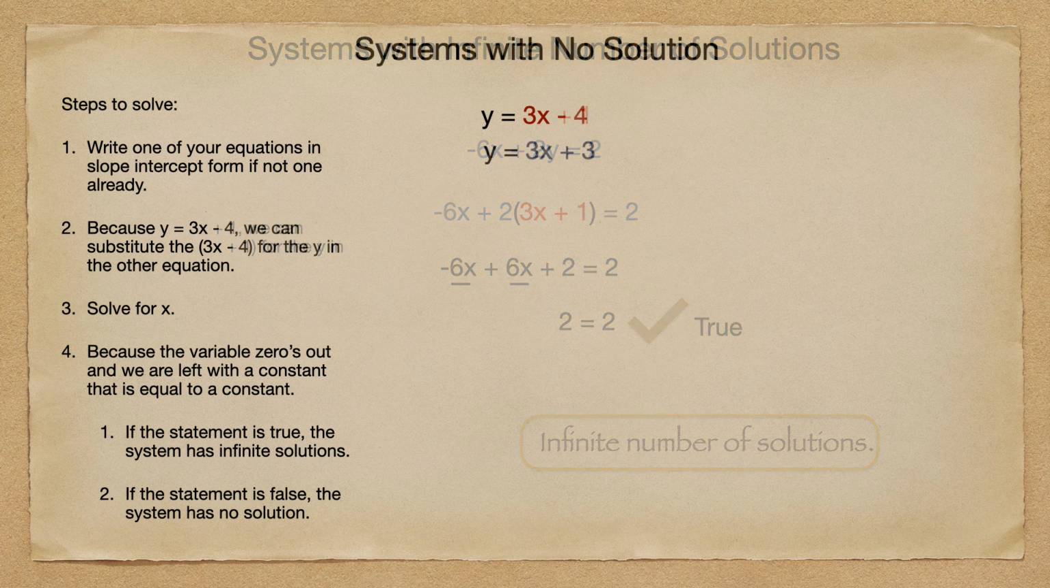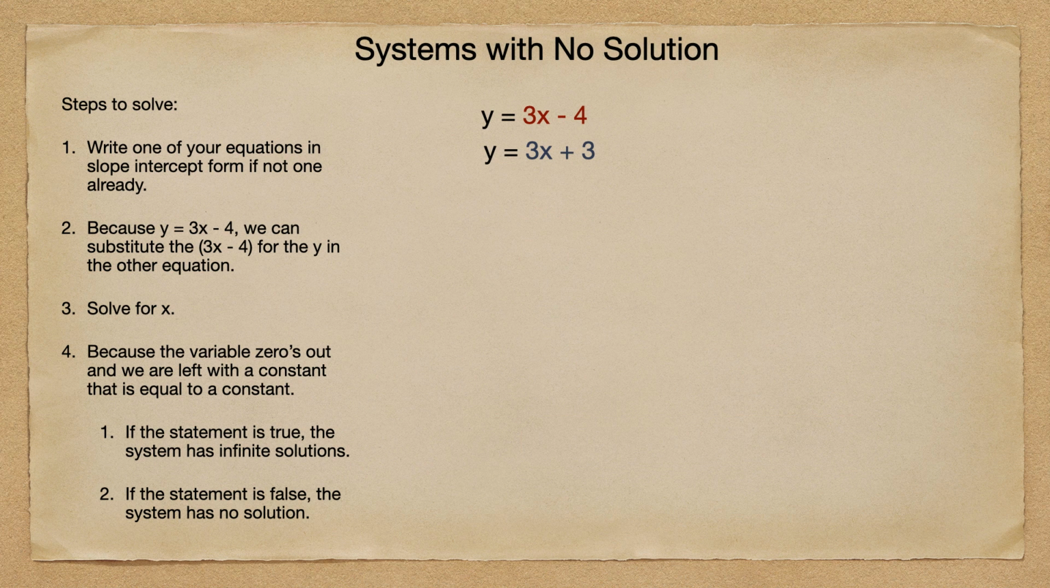Let's take a look at when there's no solution. Here we have y equals 3x minus 4 and y equals 3x plus 3. These are both in slope-intercept form, and since they both equal y, when we substitute in 3x minus 4 for the other's y, we will get an equation that looks like this. We will continue simplifying by doing the additive inverse of 3x, which means subtracting both sides by 3x, and we'll be left with negative 4 equals positive 3.